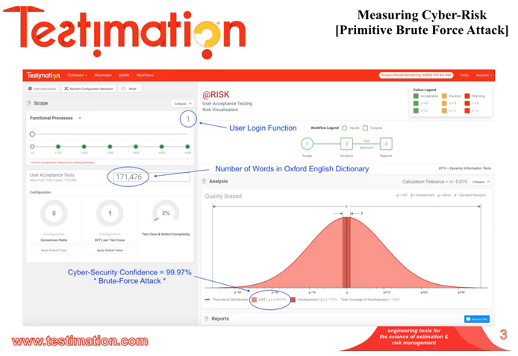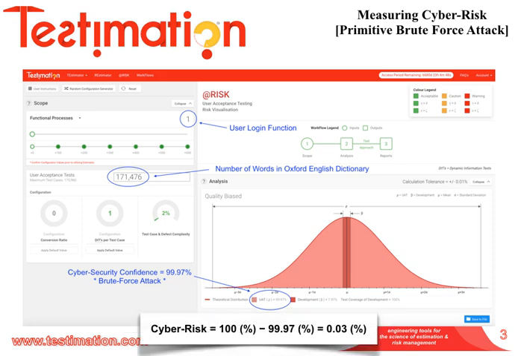Step 2. Input the number of vulnerabilities we are testing against, that is 171,476 words in our simplified example. Step 3. Our cybersecurity confidence is measured to be 99.97%. Hence, utilising the cyber risk equation, the cyber risk associated with this specific test scenario is measured to be 0.03%. This means that the residual cyber risk associated with successfully resisting a primitive brute force attack in English is 0.03%.